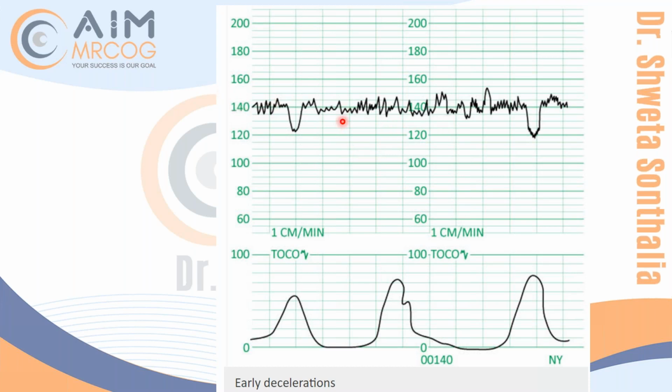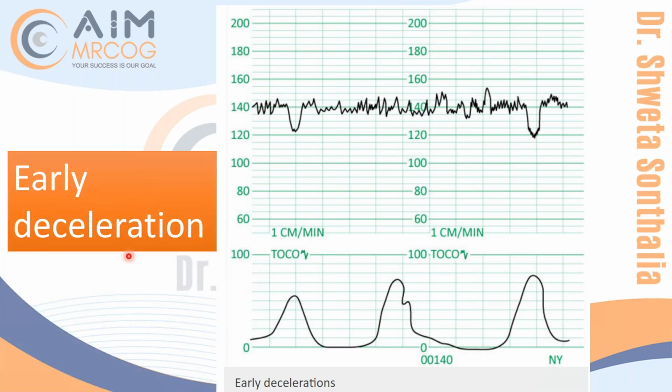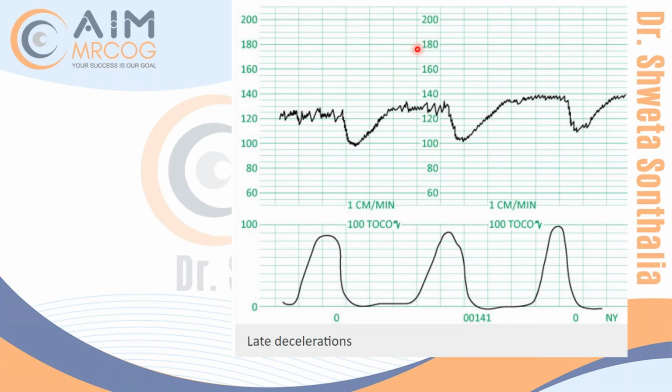You will label the baseline 140, which is normal. The deceleration is early, and there are accelerations present. So this is a normal CTG, because early deceleration is labeled as a normal CTG. So this is what we have to understand, that early decelerations are normal. Okay, now someone else can open their mic and tell about this CTG.